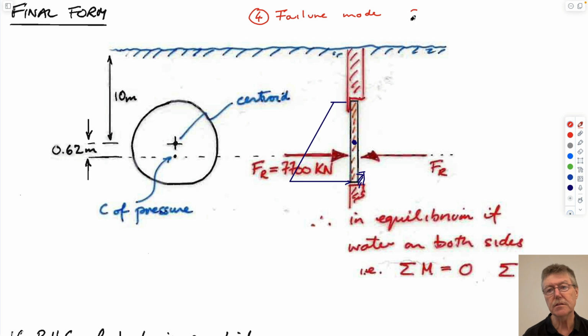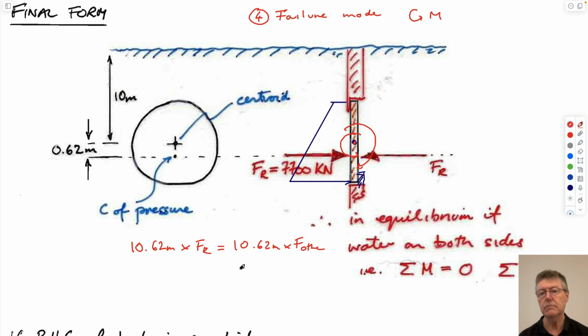So if you need to take moments, then you have to take moments about the way in which it's failing. And so this gate is acting around a fulcrum, and so one force is pushing it this way, this force, and one force is pushing it the other way. And depending on the lever arms of those forces, they're going to be in equilibrium. So if it was 10.62 meters times FR, and you're looking at the location where it acts as 10.62 meters times F other, then they have to be the same, right? Because they exactly balance. It's a frictionless hinge in the system.